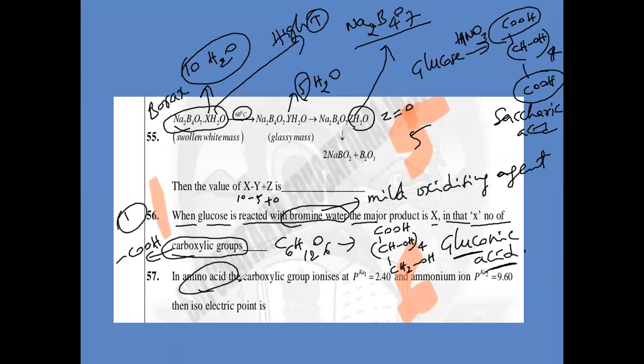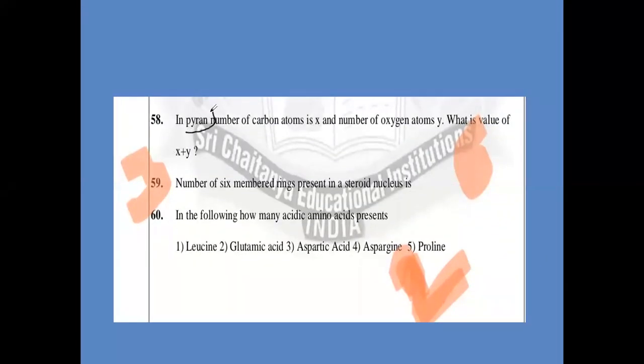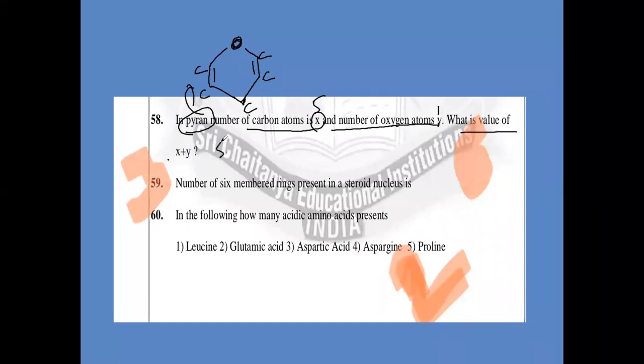Next, amino acid. This amino acid is not included. Next, pyrone. Pyrone means what? How many carbons and how many oxygens? Is it a 6-membered ring or 5-membered ring? 6-membered ring. In this, 1, 2, 3, 4, 5 carbons will be there, and 1 oxygen will be present. Here 1 double bond, here 1 double bond. This is pyrone. Number of carbon atoms is 5 and number of oxygen atoms is 1. So what is the value of X plus Y? It will be 5 plus 1.